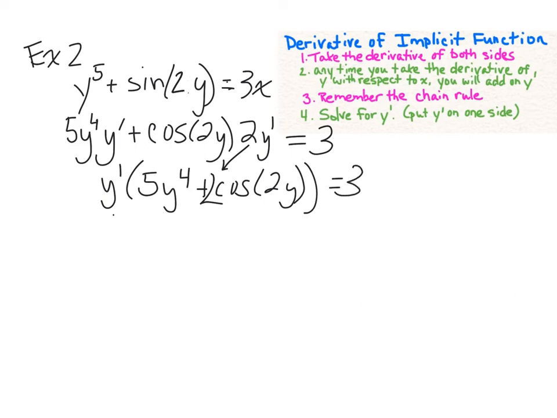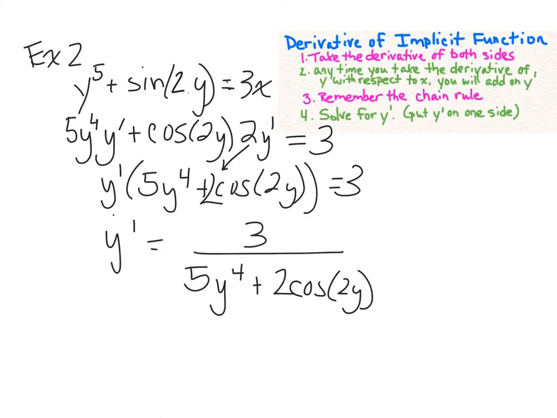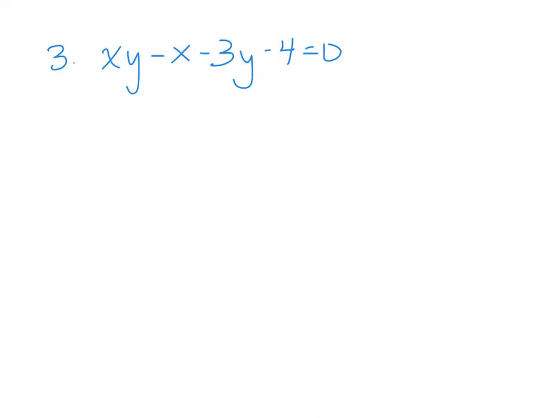And our final answer is y prime equals 3 divided by the entire quantity, 5y to the 4th plus 2 cosine of 2y. Let's look at one more example. Here we have xy minus x minus 3y minus 4 equals 0. Now when we're taking the derivative of xy, remember that's x times y, so we're going to have to use the product rule. Here are my u's and my v's on the right side, so we'll get u prime, which is 1, times v, which is y, plus u, which is x, times v prime, which is y prime.